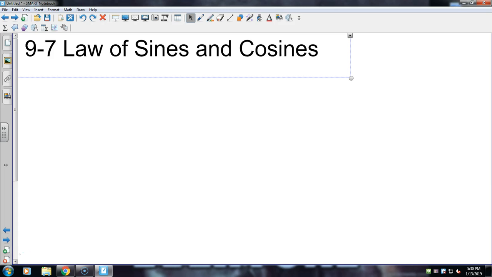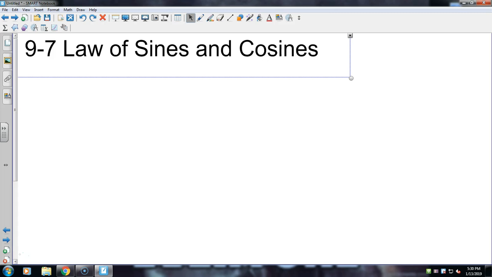We're going to use sine and cosine to find the area of a triangle that's not a right triangle, and we won't have to draw an altitude. And we're also going to find some missing pieces using law of sines and cosines. Again, this section is for triangles that are not right triangles. Everything up to this point in chapter 9 has been for right triangles only, but these are not.